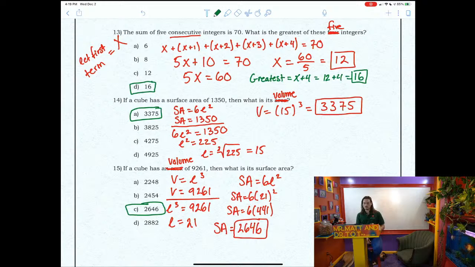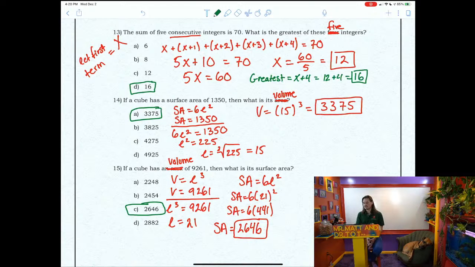And lastly, number 15, if the cube has a volume of 9,261, then we know that the volume of any cube is equal to side length cubed. The volume of this particular cube is 9,261, so we can set those two sides equal to each other. So side length cubed is equal to 9,261, taking the cube root of both sides, or in other words, raising 9,261 to the 1/3 power, will give us a side length of 21.